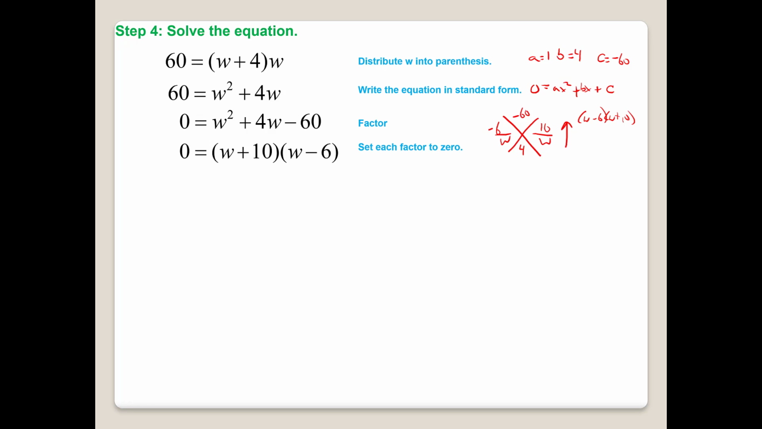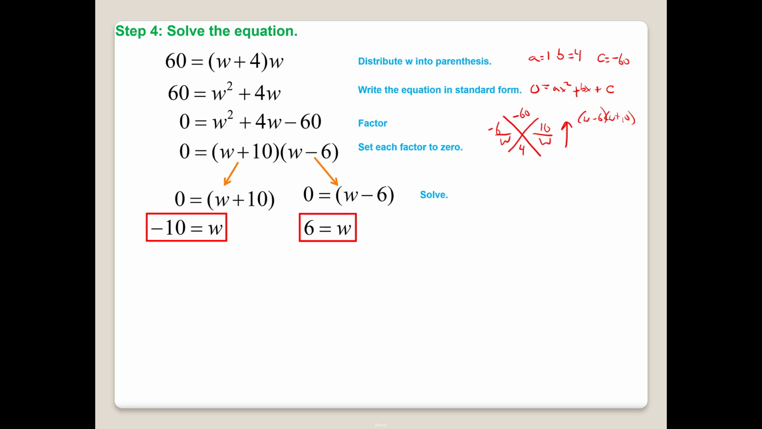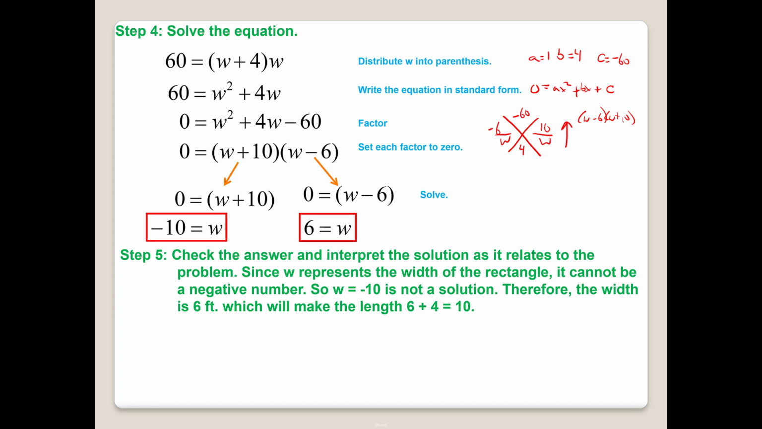So now we can set each factor to 0. We set the first one, W plus 10 equals 0, and then W minus 6 equals 0. When you do that, all we need to do on the first one is subtract 10 from both sides to solve. So we get W equals negative 10, and then W equals positive 6. Now we need to check the answer to interpret the solution as it relates to the problem.